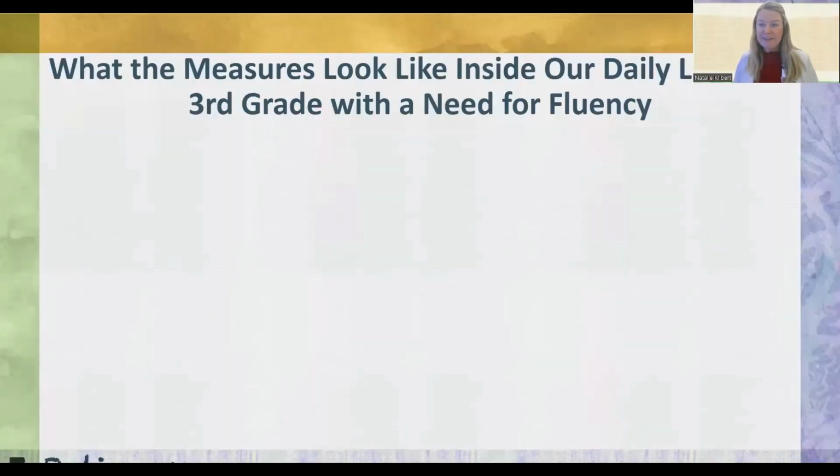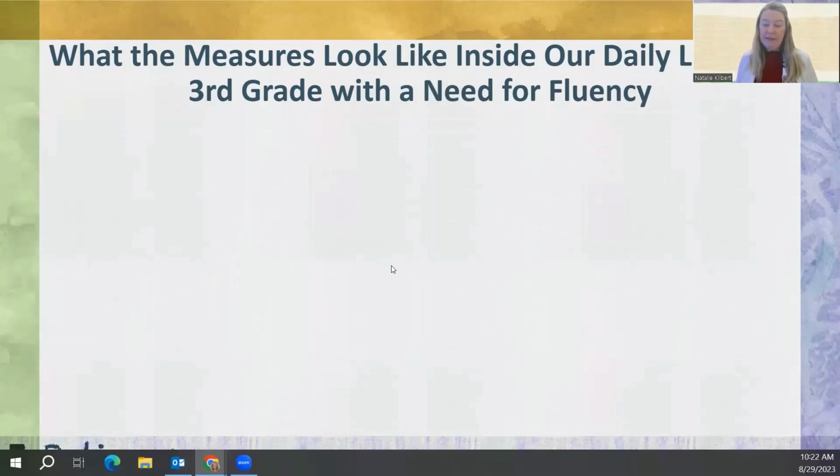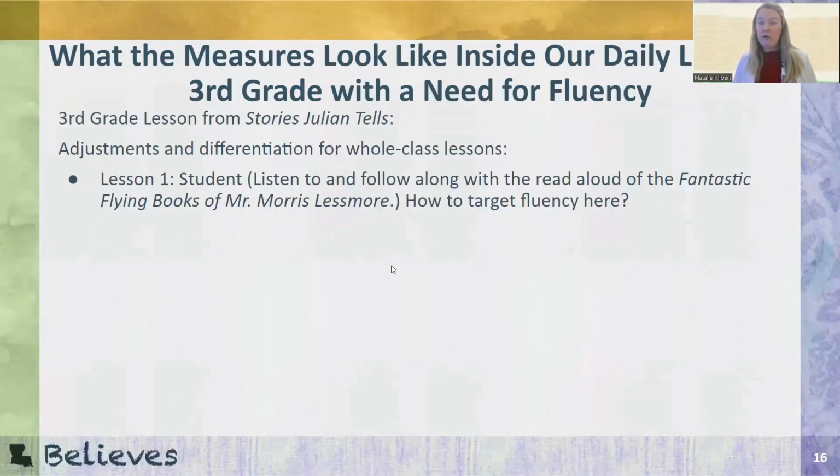Hi, everyone. My name is Natalie Kleber, and I also want to talk to you about some ways that we can look to see what these measures look like inside of our daily lessons from a third grade perspective with a need for fluency. But if you were administering the DIBELS screener anyway from third grade all the way up to 12th, you would still use these same practices. So in this particular example, we're looking at a third grade guidebooks unit called Stories That Julian Tells. These are just some adjustments and differentiation from a whole class perspective first, and then we'll talk about small group on the next slide.